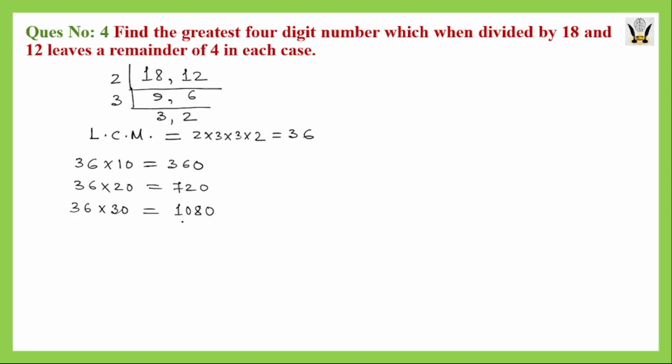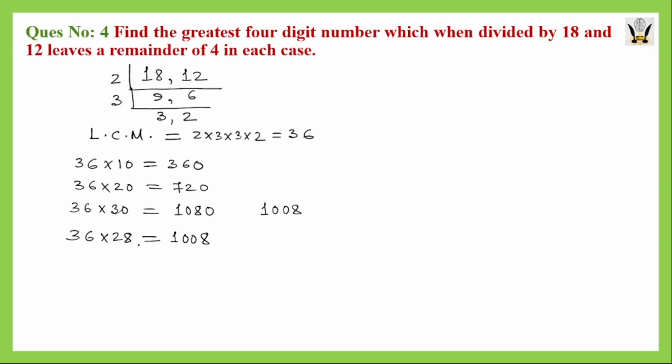And if from 1080 we want to know what the lowest 4-digit number will be, that can be achieved this way: from 1080, if we subtract 36, that is still not the lowest 4-digit number. So if we subtract one more 36, meaning 72 in total, then that will become 1008. That means when 36 is multiplied by 28, that gives us 1008, which is the lowest 4-digit number which will be divisible by 18 and 12.